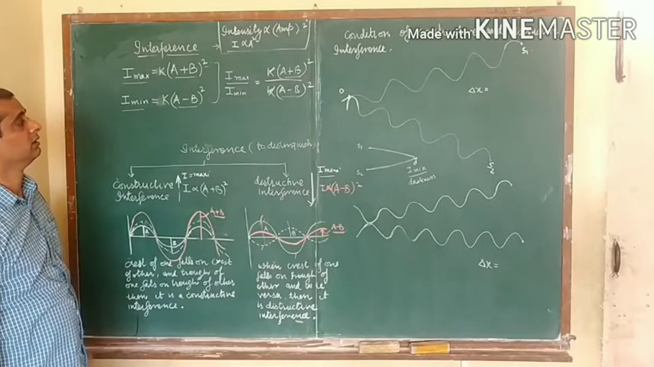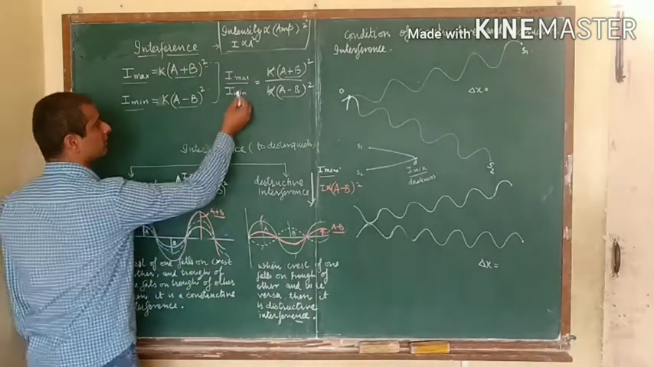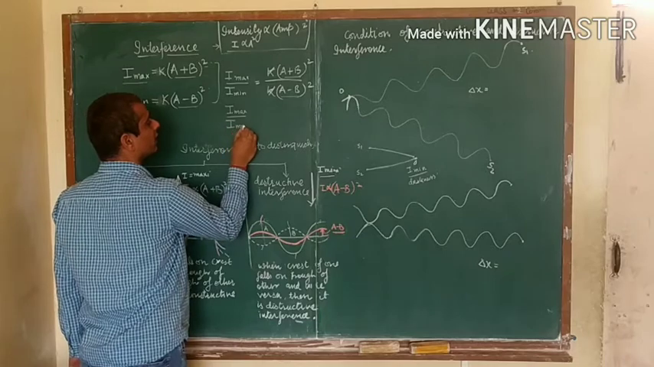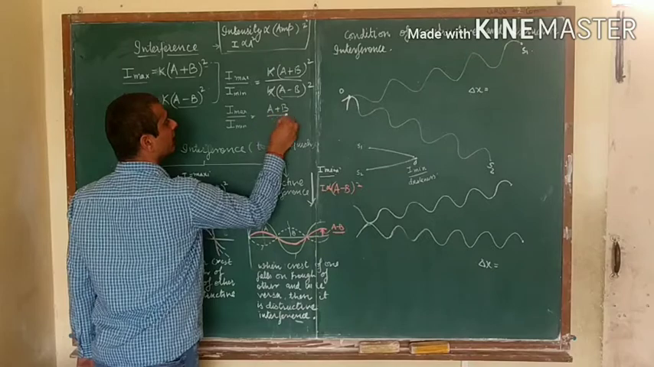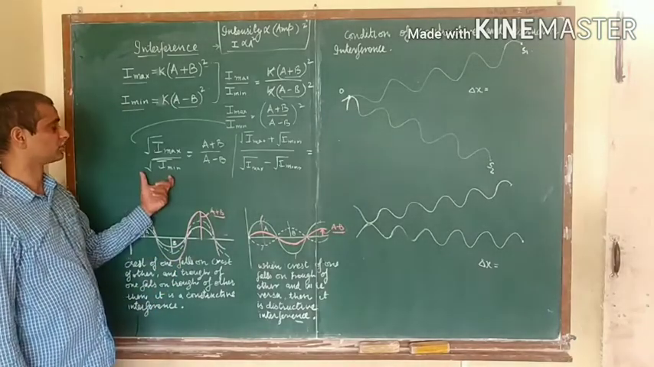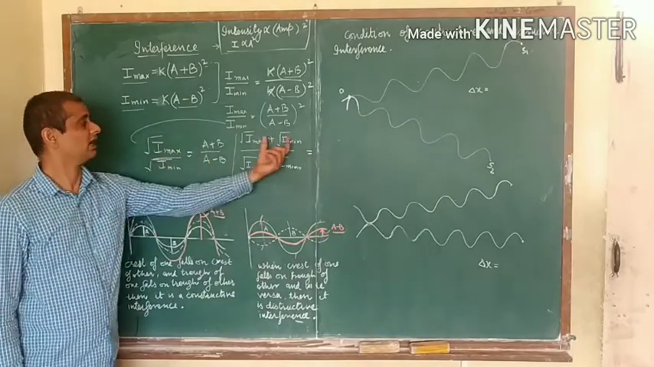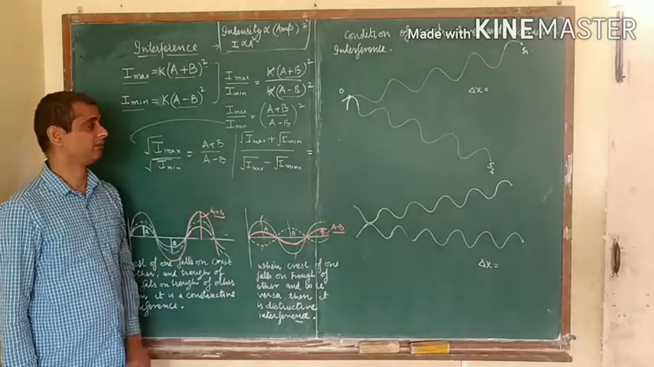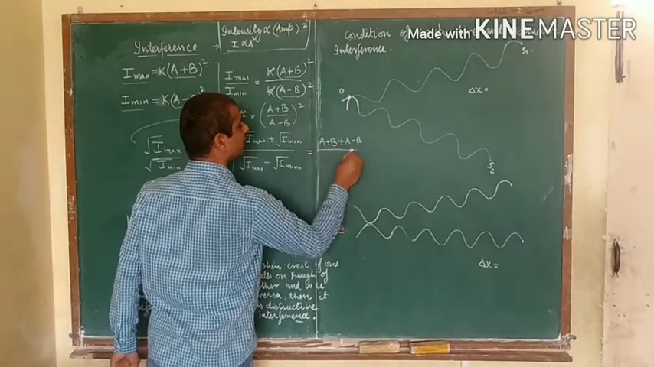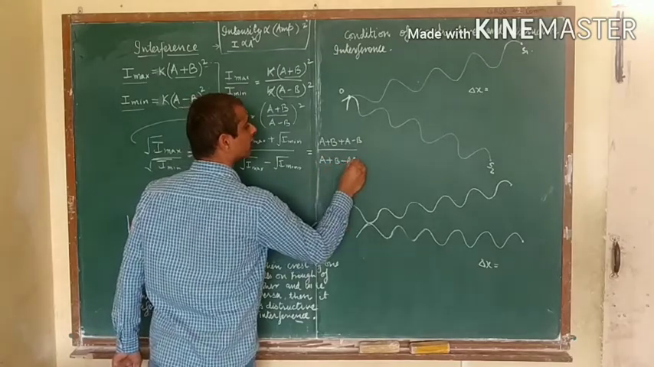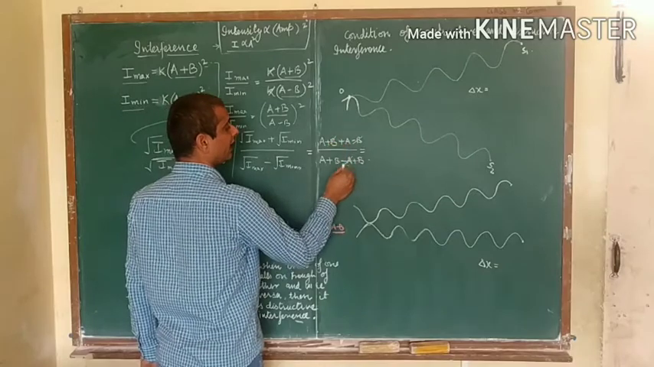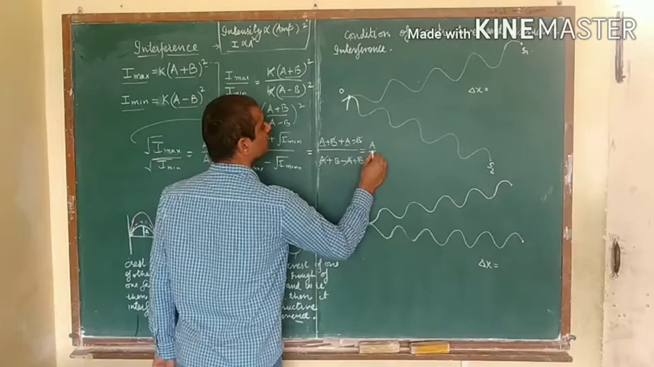Similarly, you can also calculate the ratio of their amplitudes. Suppose this is your I maximum divided by I minimum, which equals (A plus B) by (A minus B), the whole squared. If you take the square root, then after solving a little bit, you will find I maximum plus I minimum over I maximum minus I minimum. Same operation you can do for the right hand side also. It is A plus B plus A minus B divided by A plus B minus A minus B. After solving it, B gets cancelled out in the denominator, A gets cancelled out in the numerator. It is 2A divided by 2B, so it is nothing but A divided by B.